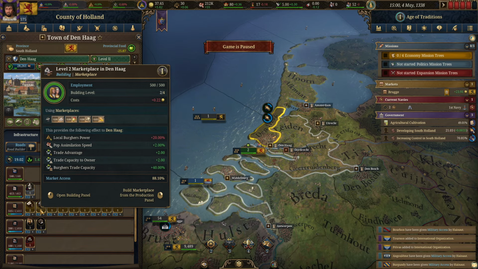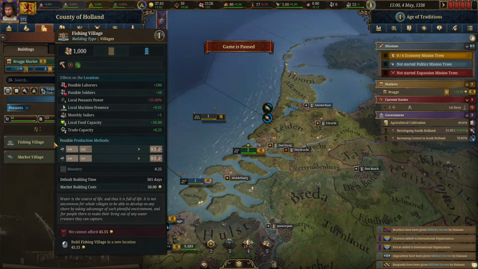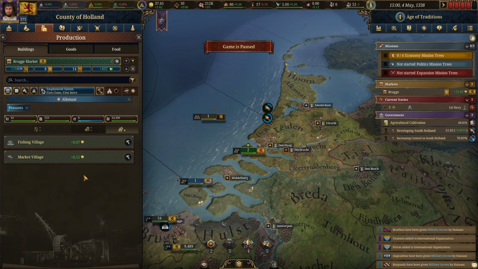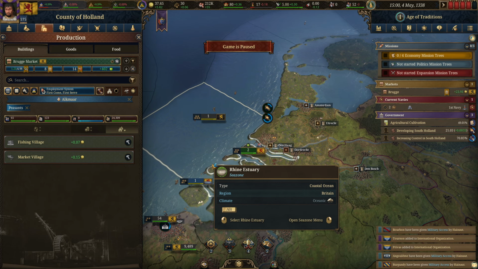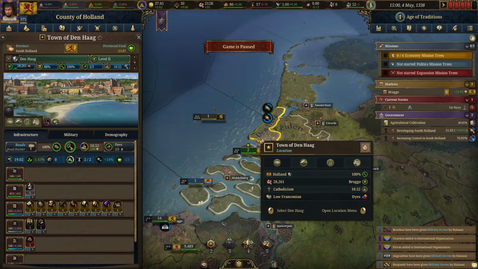I already introduced in the previous video the marketplace, which is one of the strongest generators of trade capacity that you can have, in the early game that is. But there's also stuff like the fishing villages, which also generate at least a quarter of a marketplace. Consider that you can stack these a couple of times on top of one another. You can also generate maritime trade capacity. Just keep an eye out on all the buildings that generate trade capacity for you.